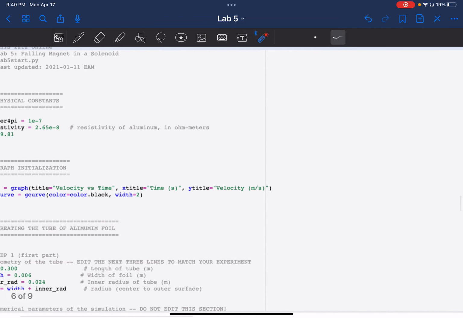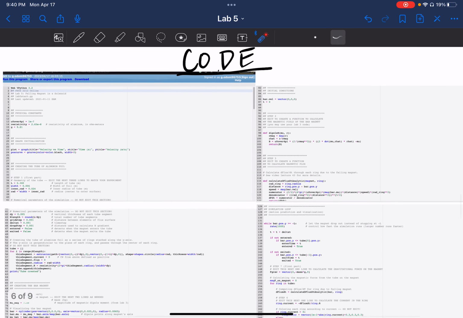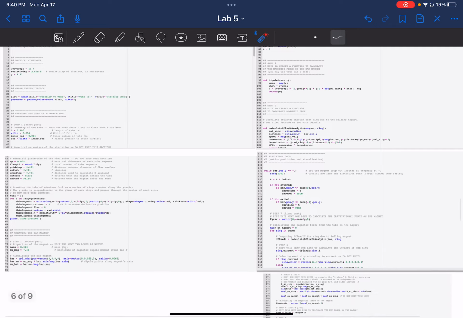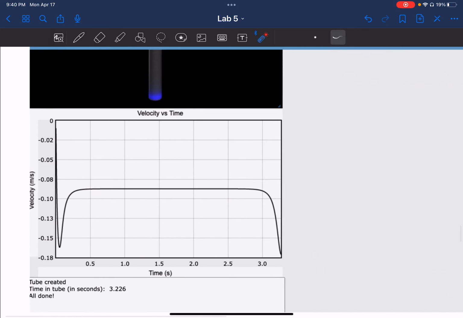This is the code. These are just the physical constants, mu naught over 4 pi, stuff like that. Here's the measured values I found. And then the rest of the code was pretty much left alone because it was generating all the picture stuff. And then this is the graph that was from my data.